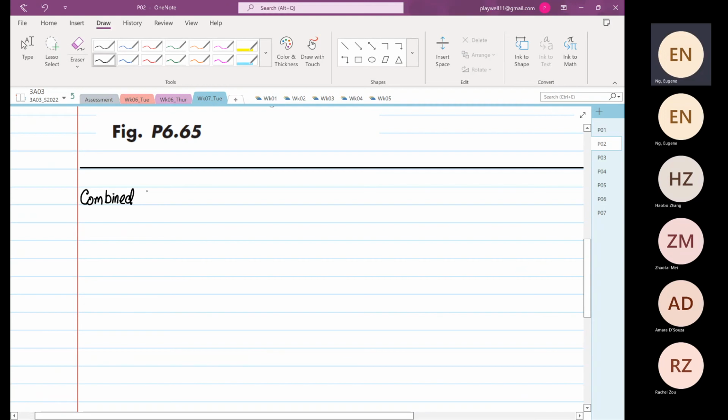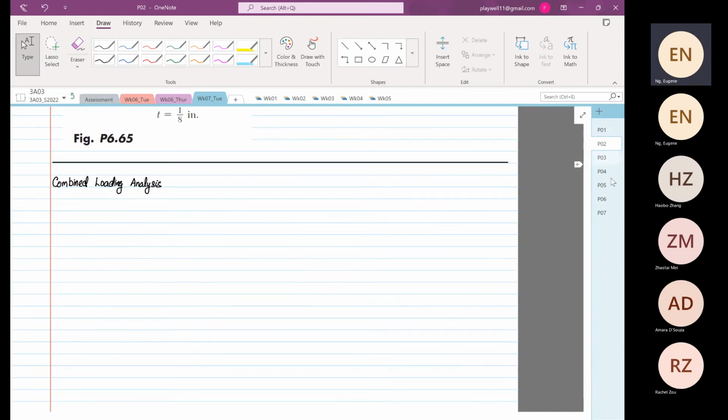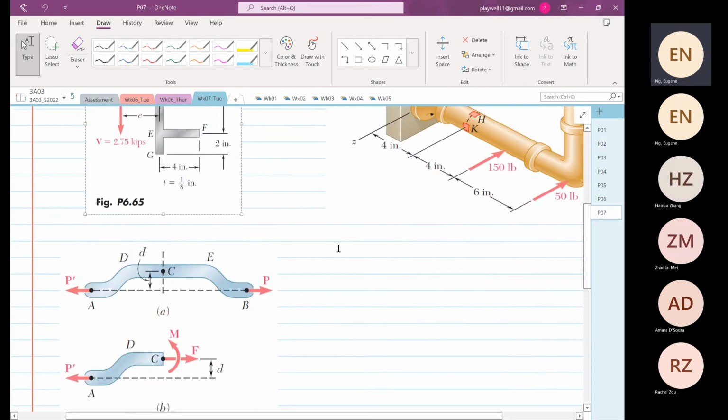Combined loading analysis. Okay, so this is a big topic. Okay, so we're going to look at an example from here.